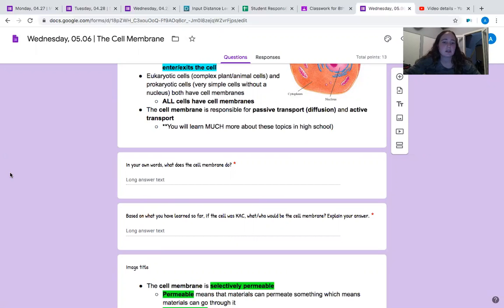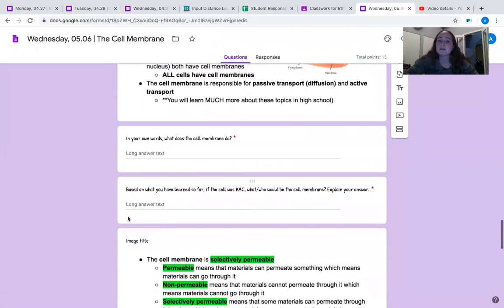Based on what you have learned so far, if the cell was KAC, who or what would be the cell membrane? Explain your answer. I'm not going to give you this one, I want to see what you think. When I ask you questions like this, just know that as long as you can explain it, I'm with you on that. You could tell me it's whatever you want. It could be a person, it could be a thing. Just think about what allows things in or out of the building, of the cell. So you should be typing your answer.